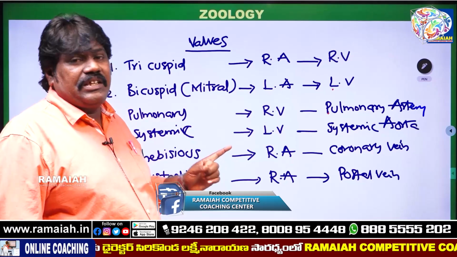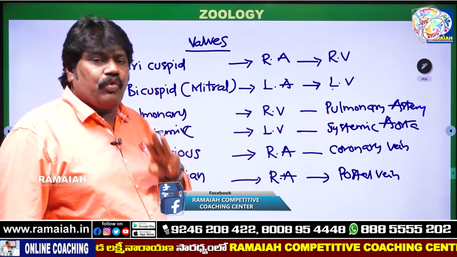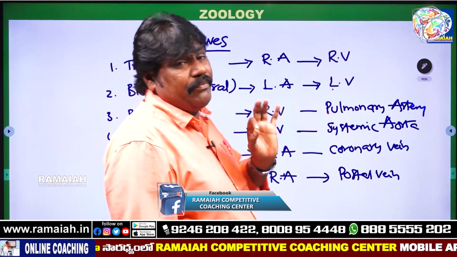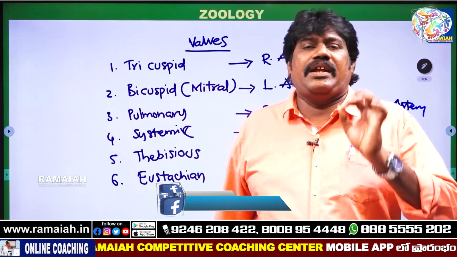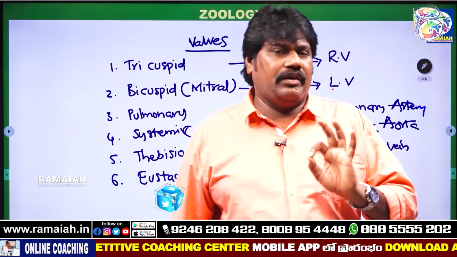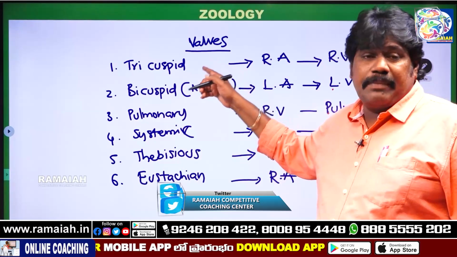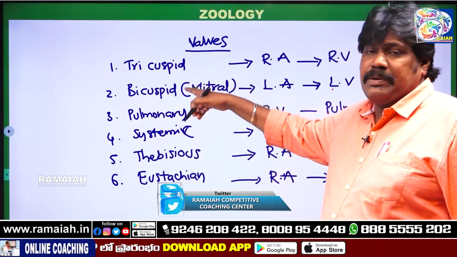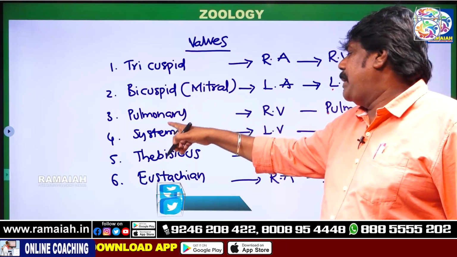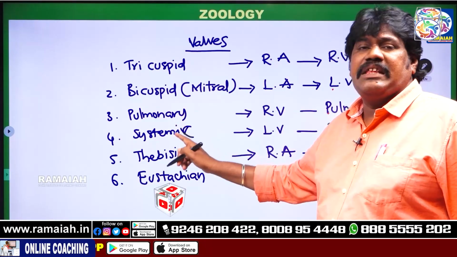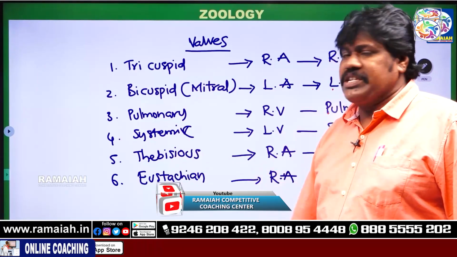In the question, they asked only 4 valves and asked to match them according to their situated site in the human heart. Once again, 6 types of valves are present in the human heart: tricuspid valve, bicuspid valve, pulmonary valve, systemic valve, Thebesian valve, and then Eustachian valve.